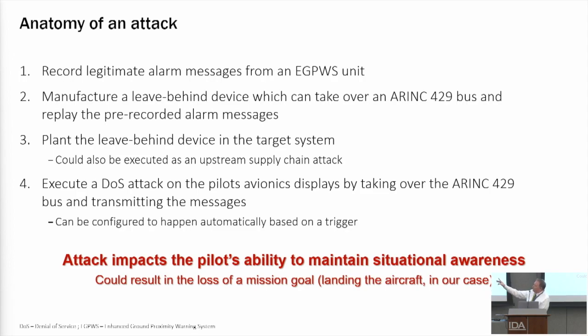Now, I should highlight, this could also be a supply chain attack. We're talking about somebody who gets out on the flight line or into one of those maintenance spaces and potentially puts that device in, but it could also happen upstream somewhere. And then finally, we execute a denial of service, or DOS, attack on the pilot's avionics display by taking over that 429 bus and transmitting those messages. This attack impacts the pilot's ability to maintain situational awareness because they don't have those avionics systems they might rely on available to them. This could result in the loss of a mission goal, or possibly the aircraft or loss of life.